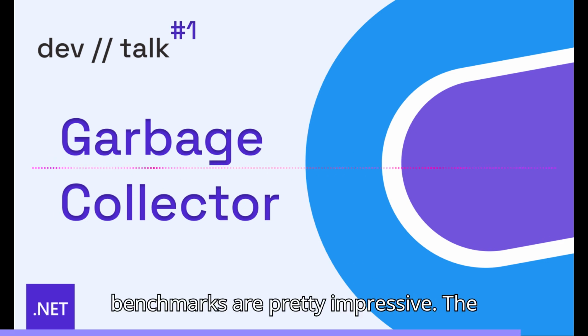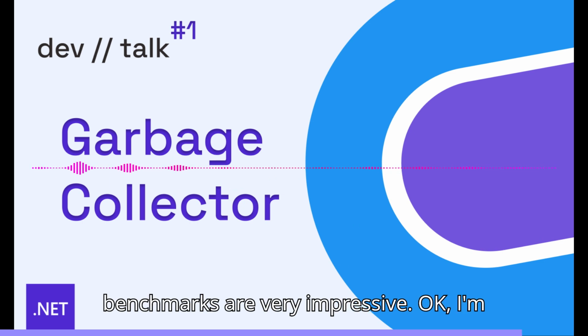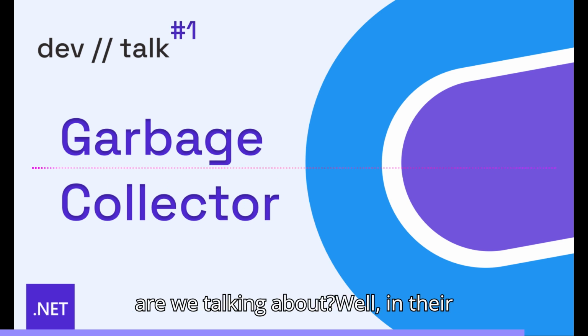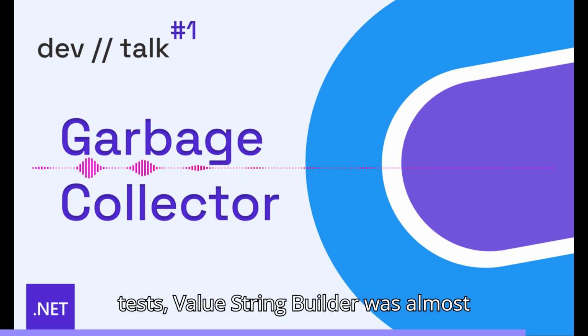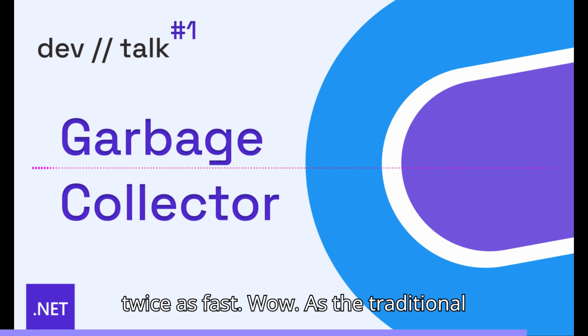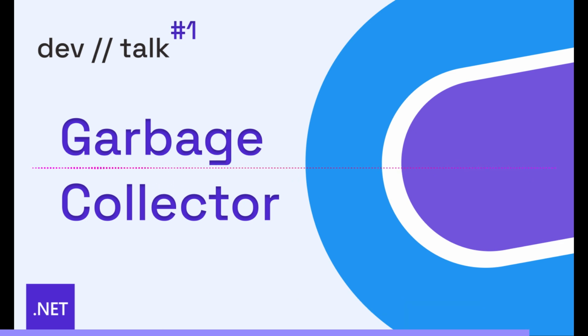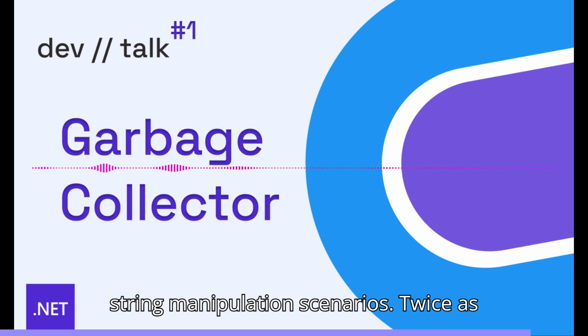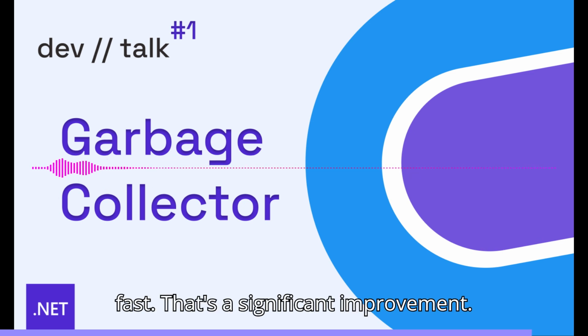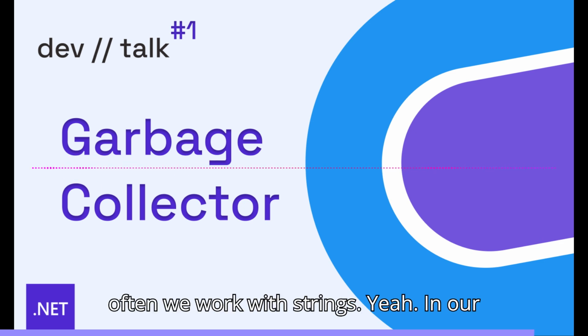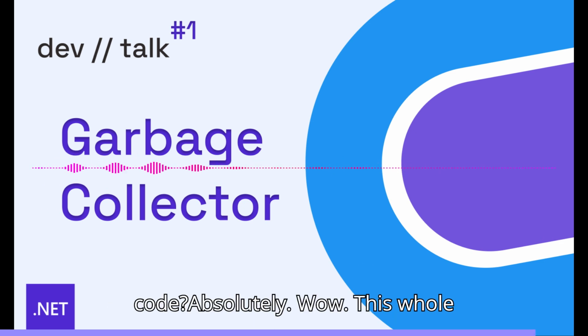So the benchmarks are pretty impressive. The benchmarks are very impressive. I'm hooked. What kind of performance gains are we talking about? Well, in their tests, ValueStringBuilder was almost twice as fast as the traditional StringBuilder when dealing with certain string manipulation scenarios. Twice as fast? Yeah. That's a significant improvement. It is. Especially when you consider how often we work with strings in our code. Absolutely.